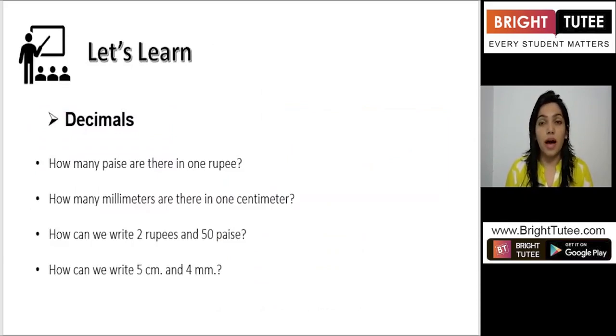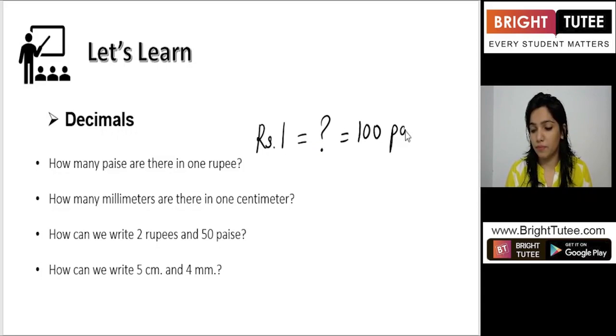So now I want to start this decimals with the prior knowledge that you have, and then using that knowledge we are going to come up with the concept of decimals. So here the first question is asking you, how many paise are there in 1 rupee? Say this is 1 rupee. How many paise do you see in 1 rupee? It is 100 paise. Is that right? 100 paise are there in 1 rupee.